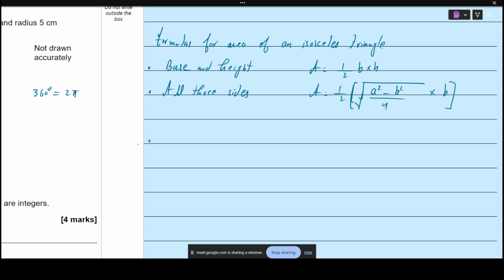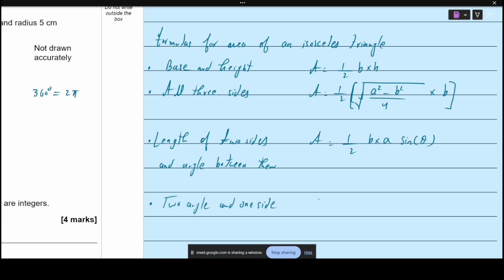If the lengths of two sides are given and the angle between them, which is the similar case we are doing right now, the area would be 1 over 2 times the first side multiplied by the second side and the sine of this angle. In this case, the angle is 60 degrees, and side B is 5 centimeters, side A is 5 centimeters. If two angles and one side are given, then the formula would be the one side squared and the sine of the angle, divided by 2, multiplied by the sine of the first angle.